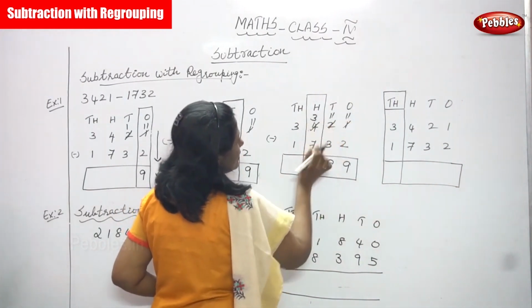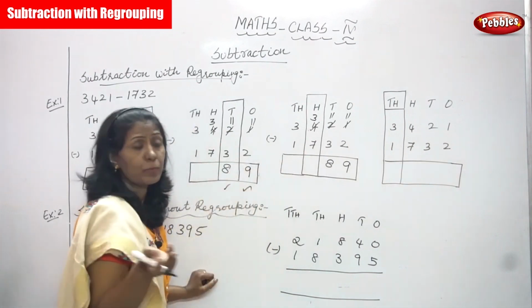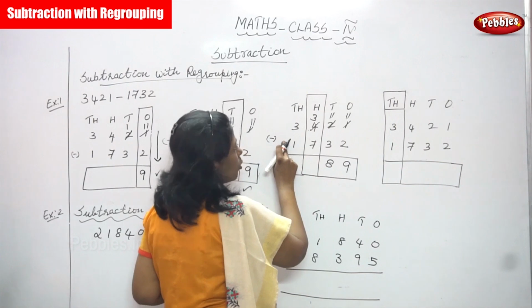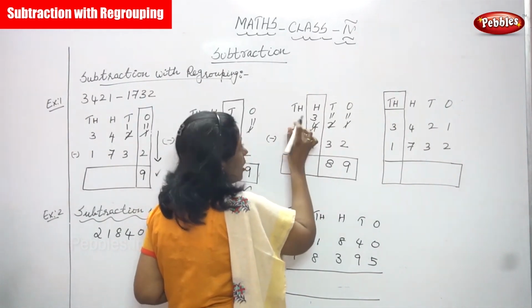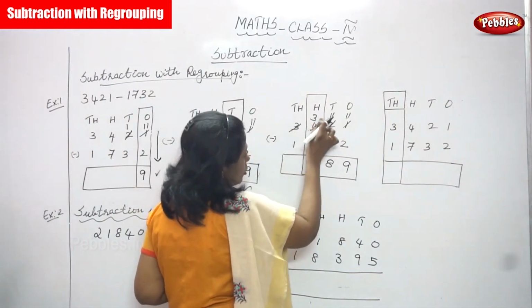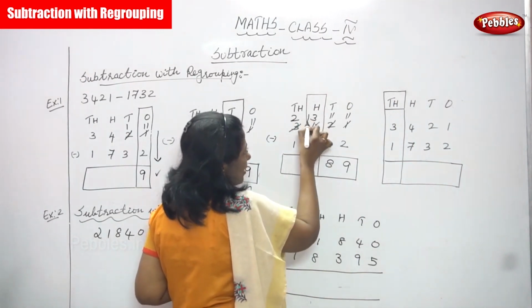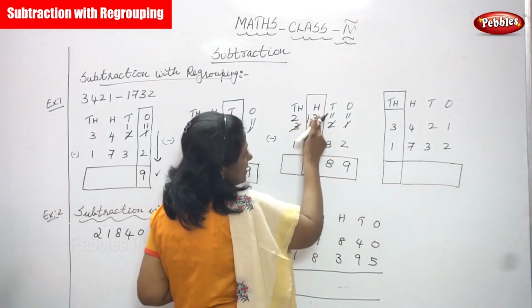It becomes 3. 3 minus 7 is not practically possible because 3 is a smaller number and 7 is a bigger number. Again, you have to borrow from the 1000 place. So this 3, 110, I'm going to borrow. So this 3 becomes 2, and this 3 becomes 13, because 110 I borrowed from here.